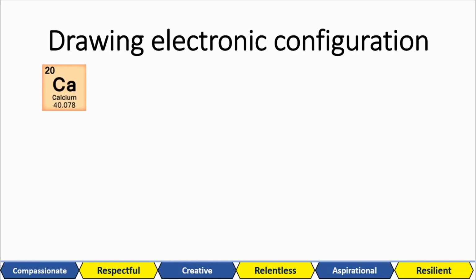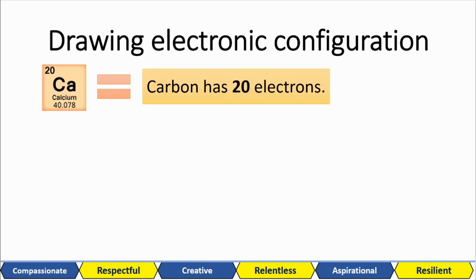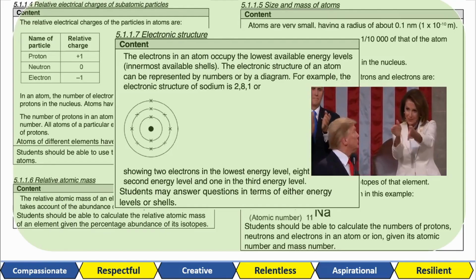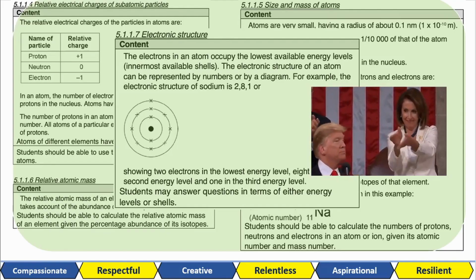Calcium has an atomic number of 20, so it has 20 protons, and so an atom of calcium must have 20 electrons. The first shell holds 2, then 8, then 8, and the remaining 2 go on the 4th. And then we just draw what we have, and it should look like this. And there we go! Lesson done!